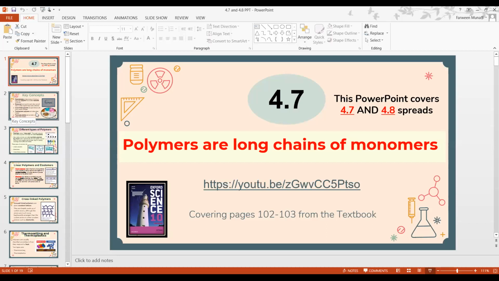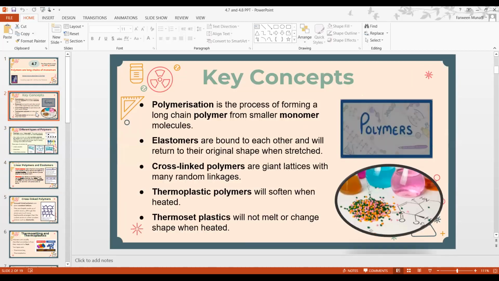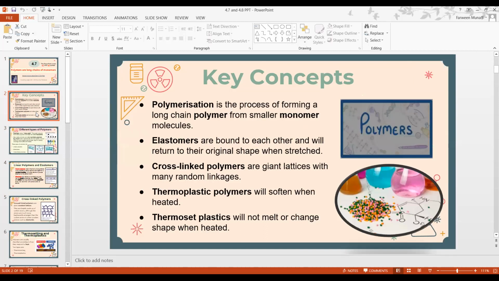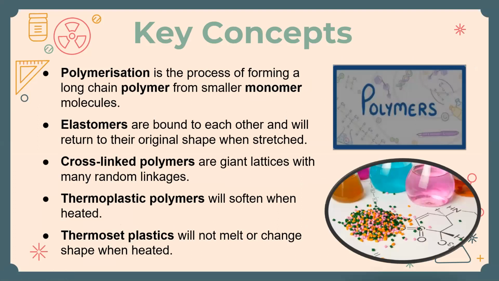Okay, fine. How many more spreads do we have left? Just two more. Okay, so 4.7 is pretty straightforward. It's just looking at polymerization. So we learned this one recently. So this is just talking about the different types of polymers.